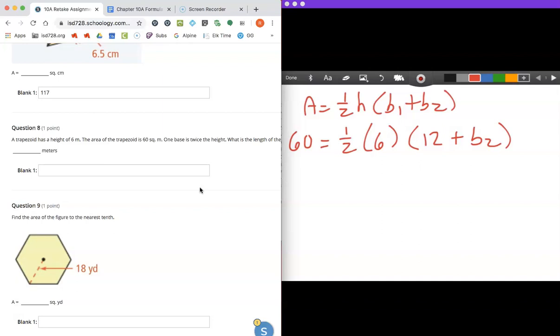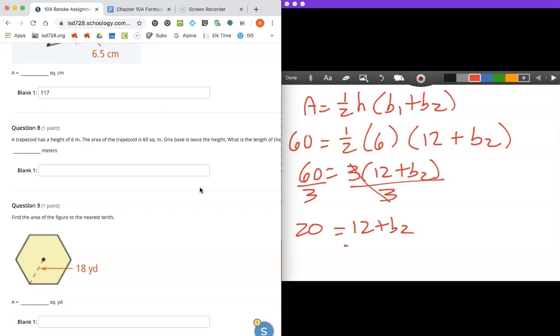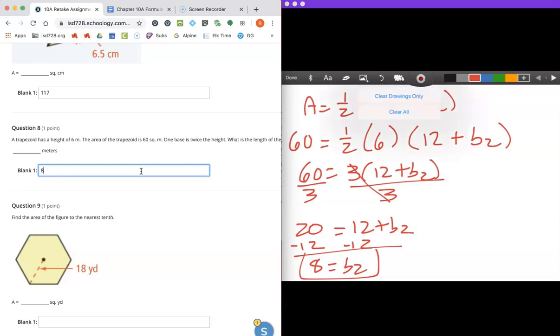So we want to move everything away. I'm just going to do the 1/2 times 6 here. Call that 3. Then it's going to be 2 steps here. If I divide by 3, we have 20 equal to 12 plus B2. And if I subtract 12 from both sides, I have 8 equal to B2. So 8 meters must be how long that other base is.